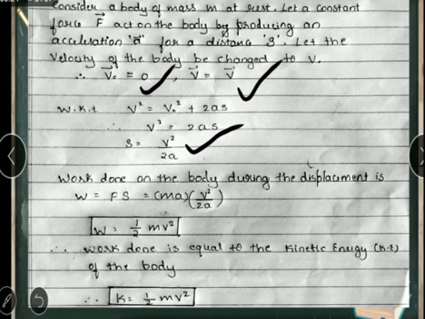Next, consider a body of mass m at rest. Okay. Body of mass m at rest. Let a constant force F act on the body. Okay. The term used for force is F. It produces an acceleration a for a distance s. Okay.